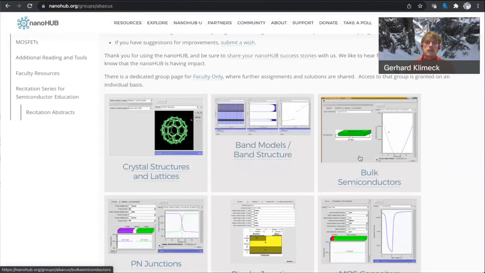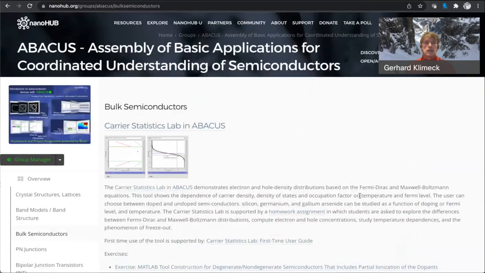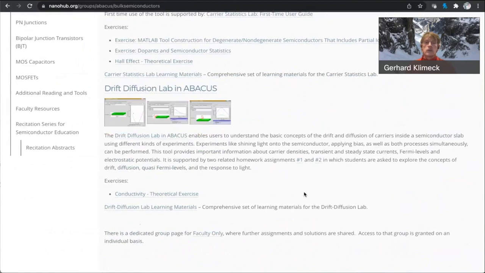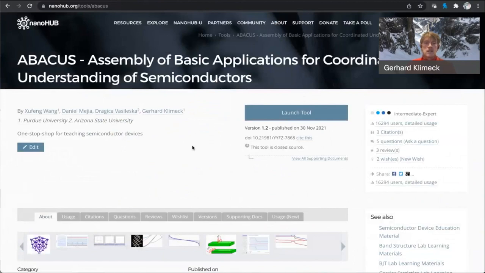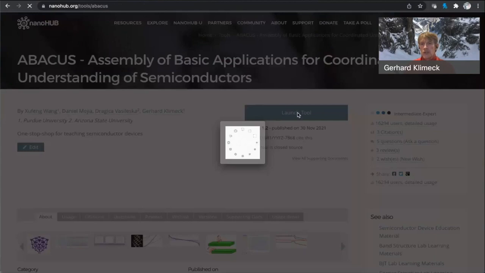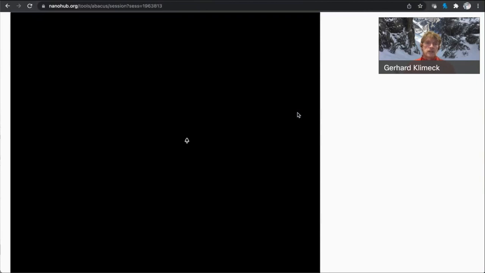And today I would want to talk about bulk semiconductors, like in this tool here. And if I click on here, I'll go to the subpage that deals with Drift-Diffusion-Lab on ABACUS, and that is what we'll focus on today. And if I click on this, it'll actually go to the page that is no longer the group page that has homework assignments, etc., but is really the ABACUS tool. And so if I launch this tool here, you have to log in. Login is free. You can log in with your university credentials or with your Gmail account. Here is the ABACUS tool.